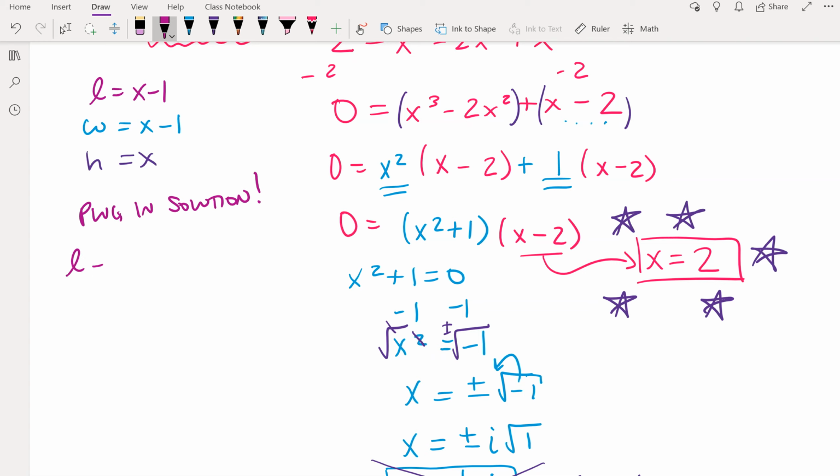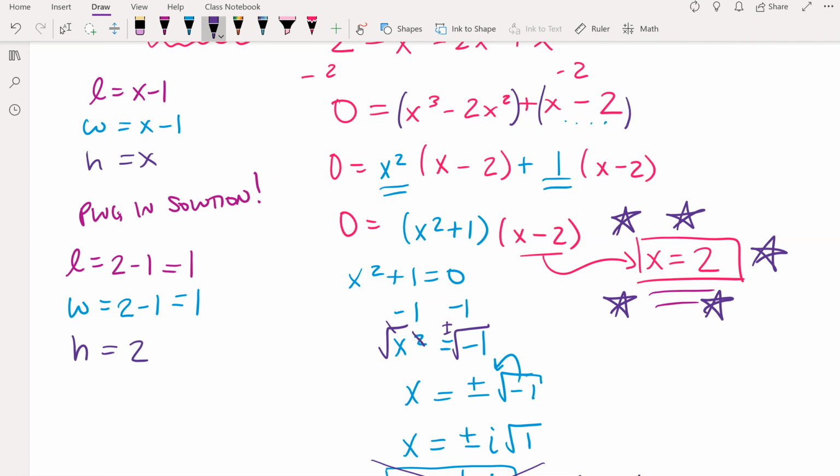So L equals, we're plugging in 2 for x, because x is 2. We're going to do 2 minus 1. So what is L? 1. That's the length. Width equals x minus 1. But we're plugging in 2 for x, so width is also 2 minus 1, which equals 1. And then height is x. What did x equal? We're plugging in 2. So height equals 2.